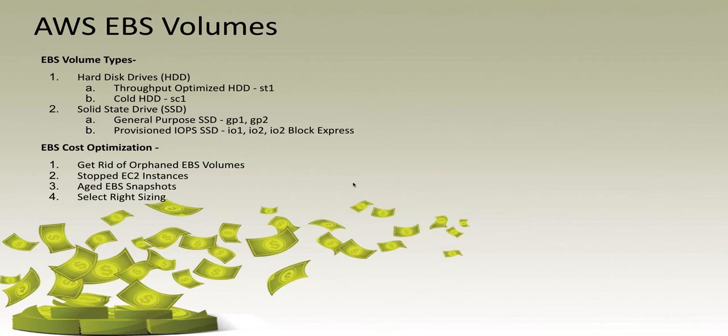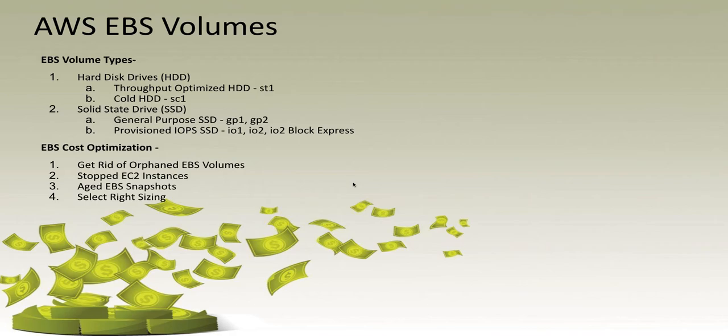So what are the different approaches you can take to get rid of these orphaned EBS volumes? One way is you can straight away delete these volumes if you are sure that the data stored on them is no longer required. Or you can take a safer approach, where you first take a snapshot and then terminate the volume, and the snapshots will be cheaper compared to EBS volumes.